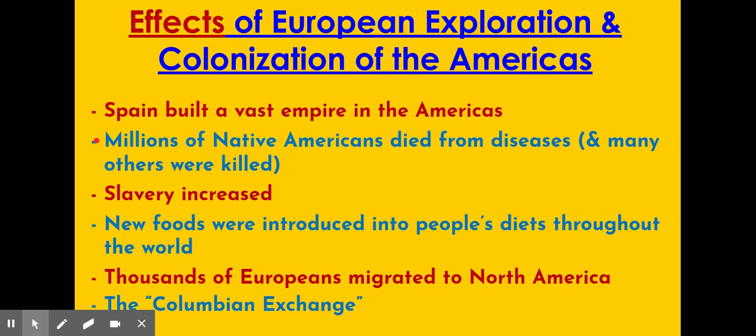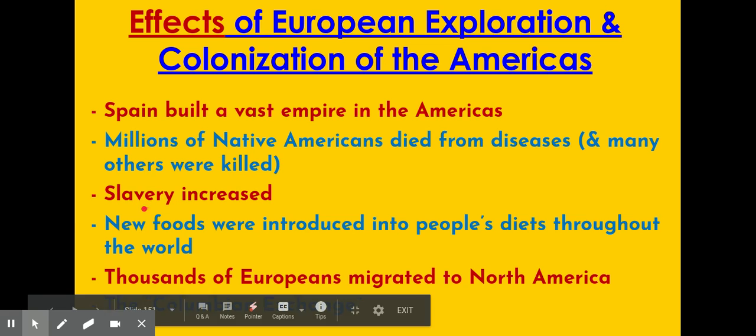Millions of Native American Indians are killed or die from diseases. Others are killed through violence. It doesn't turn out so well for most Native Americans. Slavery is going to increase, and we will talk a lot about slavery. Slavery existed already. It existed in Africa. It's going to be introduced into the Americas. In North America and what will become the United States, it will be in 1619. It will be introduced in Virginia, but we'll talk a lot about slavery. This is going to dramatically increase throughout the world as a result of the European exploration and colonization.